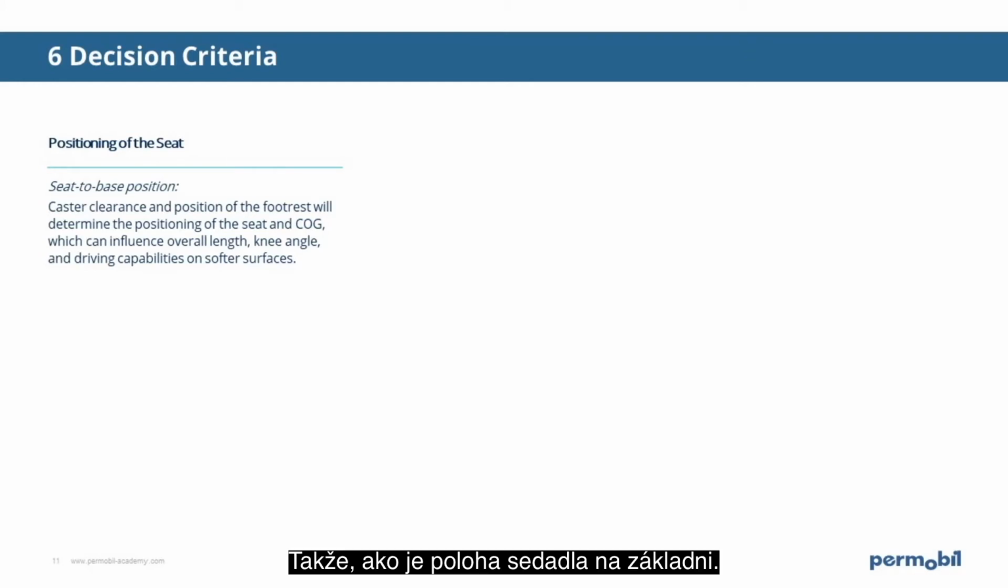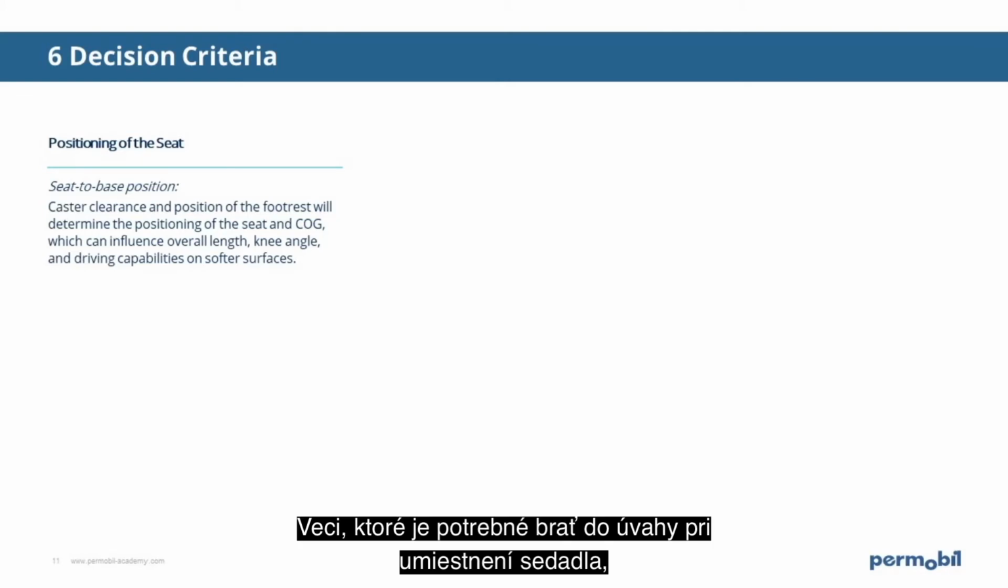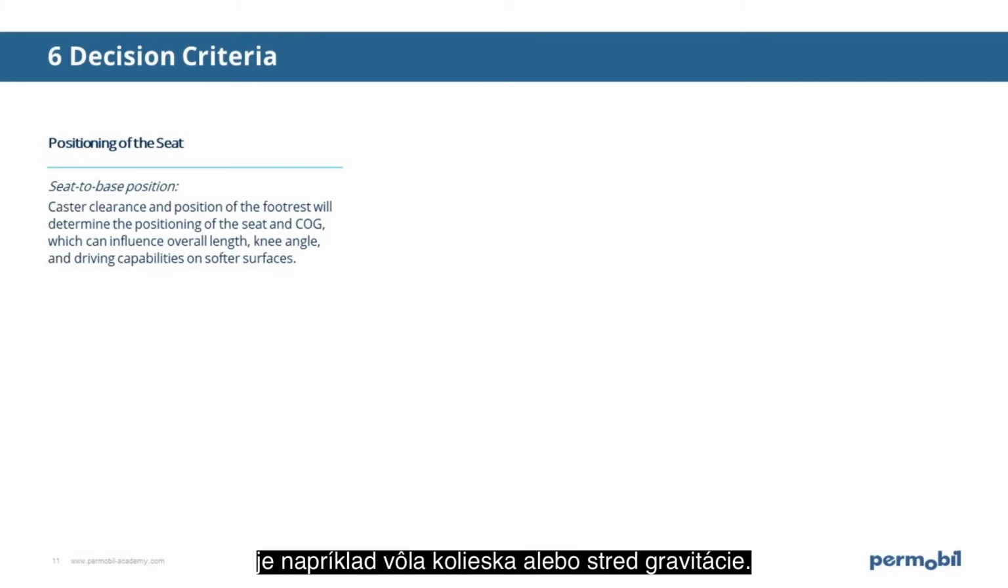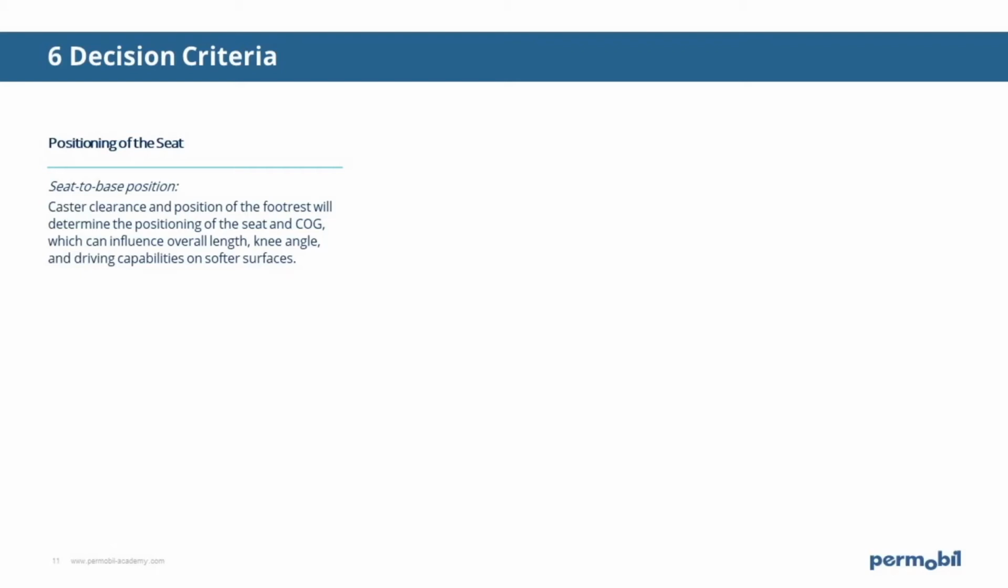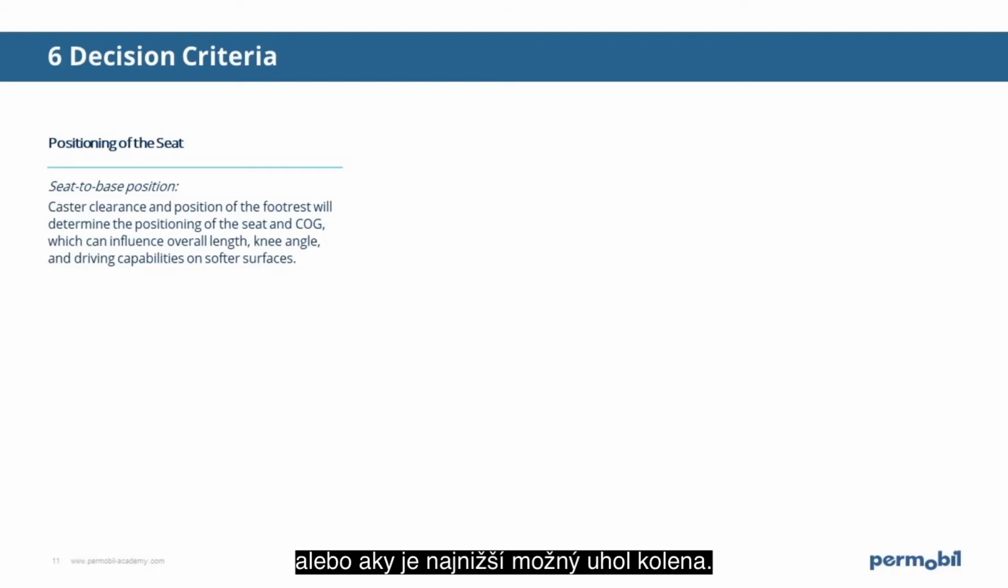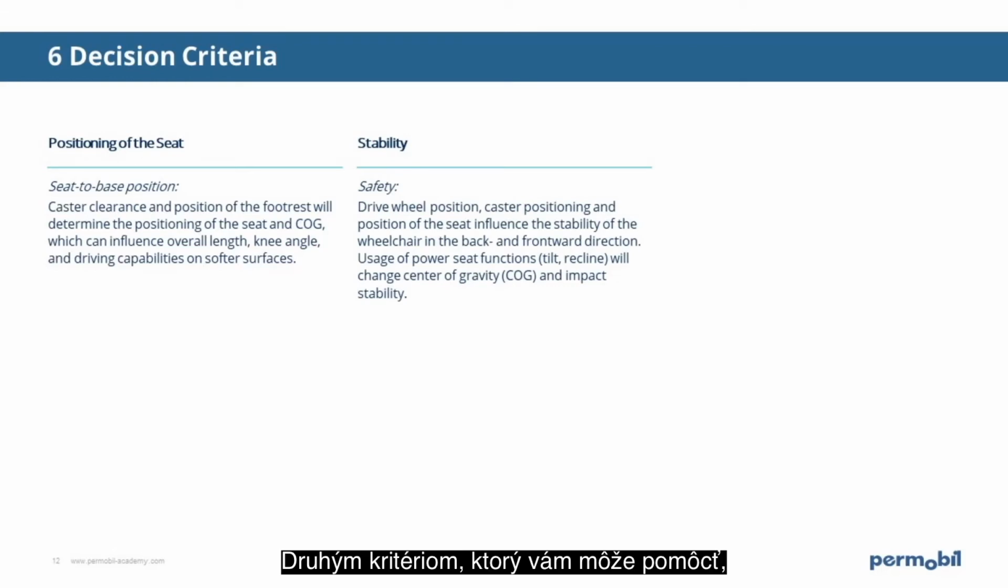So how is the seat positioned on the base? Things that are very important, or that need to be taken into consideration when you're positioning the seat, are, for example, caster clearance, the center of gravity, the minimal knee angle that is possible, and the driving capabilities on softer surfaces. The second criterion that can help you, and in the following slides I will go into more detail on those criteria, is stability.